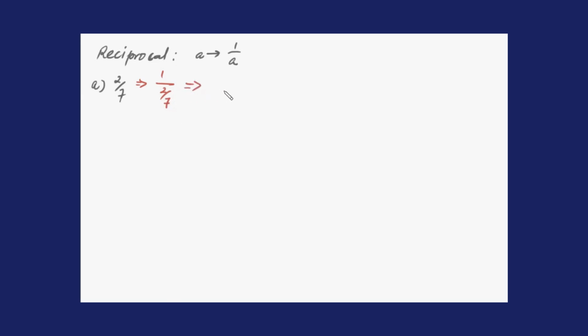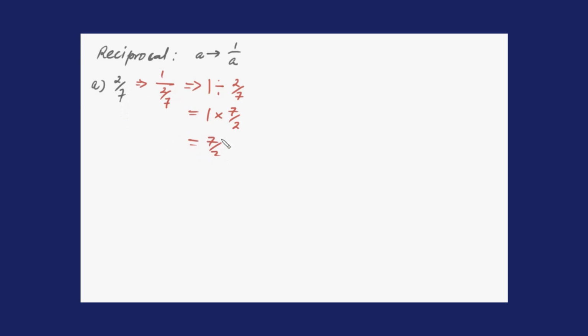This is the same as saying 1 divided by 2 over 7. Now this is equal to 1 times 7 over 2. We just change division into multiplication and we turn this fraction upside down. Okay, we flip it. So this becomes 7 over 2. So the reciprocal of 2 over 7 is 7 over 2.